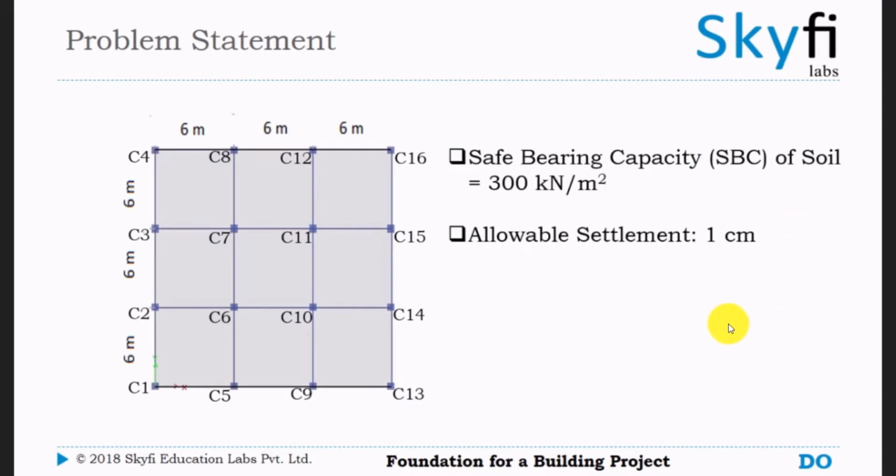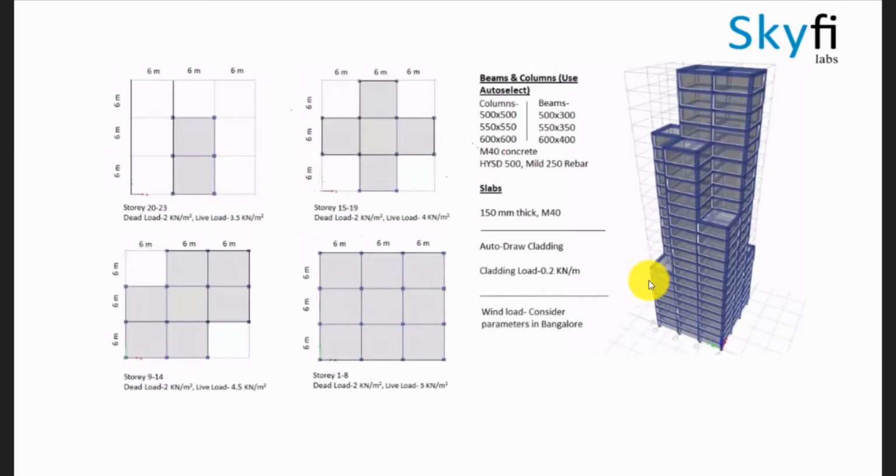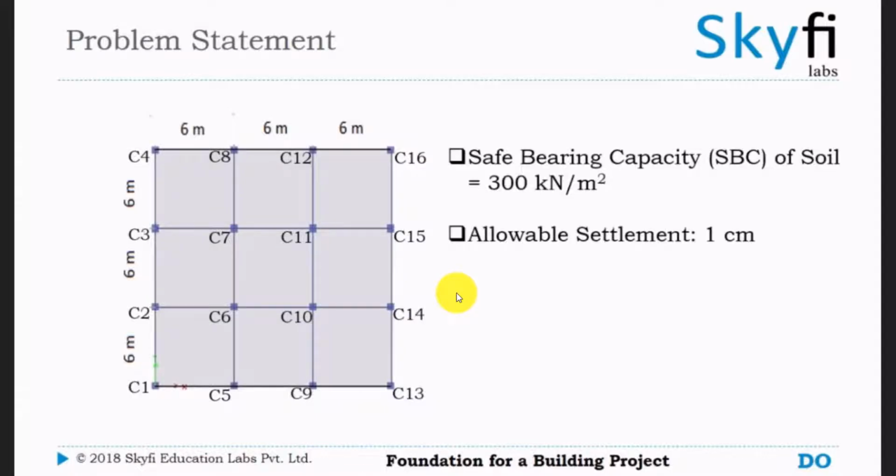The problem statement of today's problem will be displayed on the screen. As you can see, we are going to design the footing for 16 columns as shown in the figure, and as we have previously designed the building, today we are going to design and analyze the footing for the same.